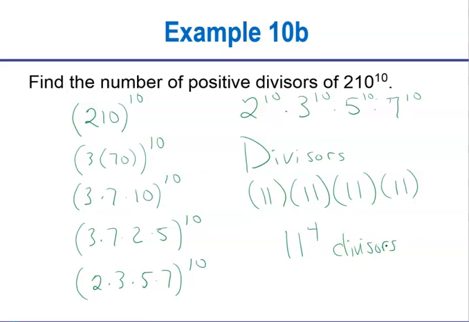Is that an odd number or an even number by chance? Well, 11 times 11 times 11 times 11. Remember we talked about if we multiply all odd numbers, you get an odd number. And if you have an odd number of divisors, you're dealing with a perfect square, right? So that means 210 to the 10th power is a perfect square, which would really be 210 to the 5th times 210 to the 5th without actually calculating it.